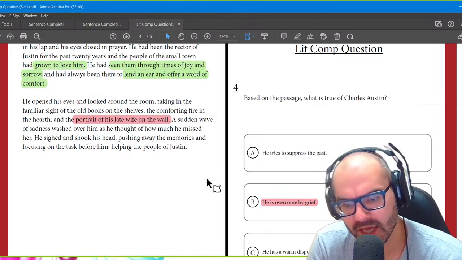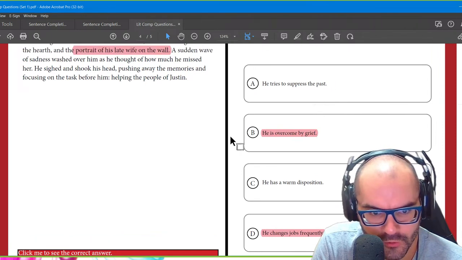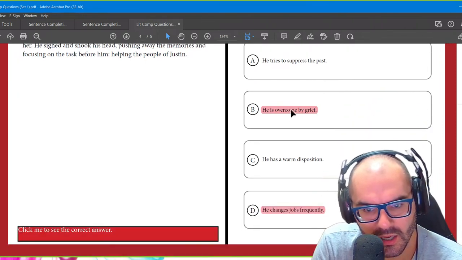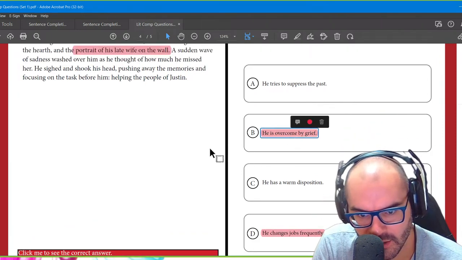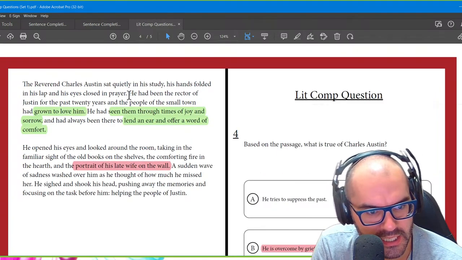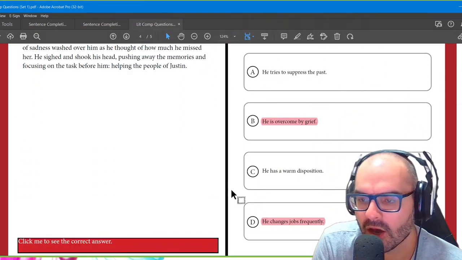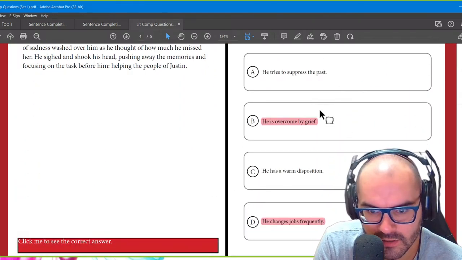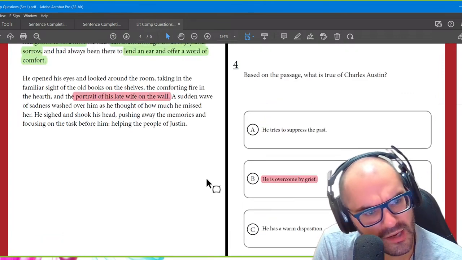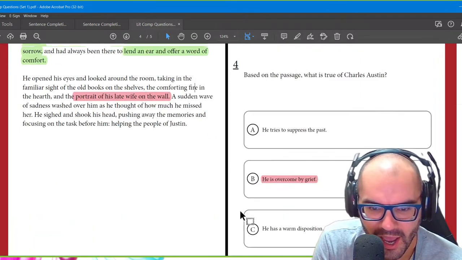So this is what I looked at, right? When I was going through these, I at first thought I wanted to eliminate "overcome by grief." I didn't get that impression. He seems pretty calm and stable. He doesn't seem like someone who's unable to function because of grief. "Changes jobs frequently, does not connect with the past 20 years" is clearly wrong.